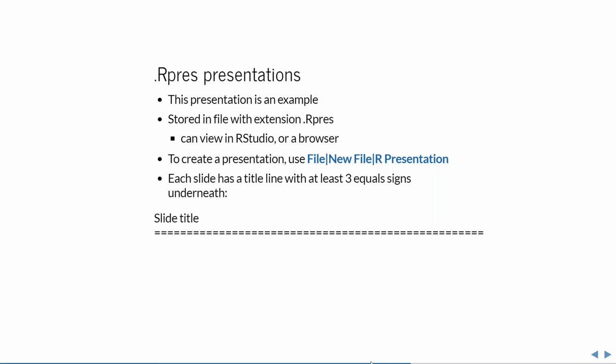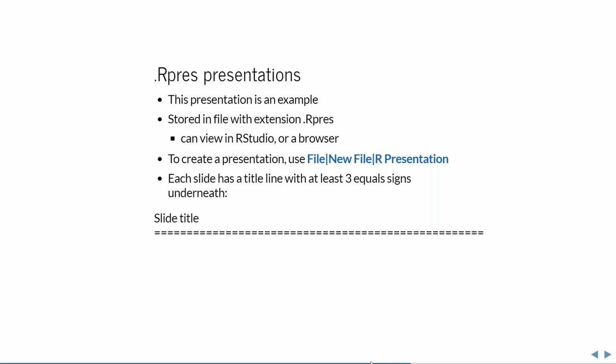This is stored in a file with the extension .rpres, and you can view this in RStudio or a browser. So that's how this document is created. This slideshow that we're watching right now was created in RStudio as a .rpres presentation. I saved it as an HTML file, and now that's why I can view this just through the web browser. To create one of these, the command is File, New File, R Presentation.